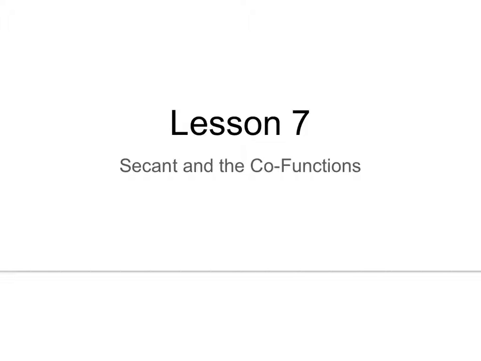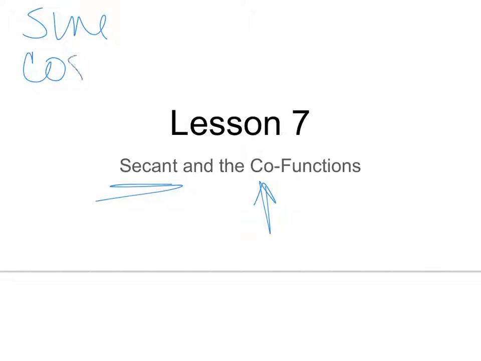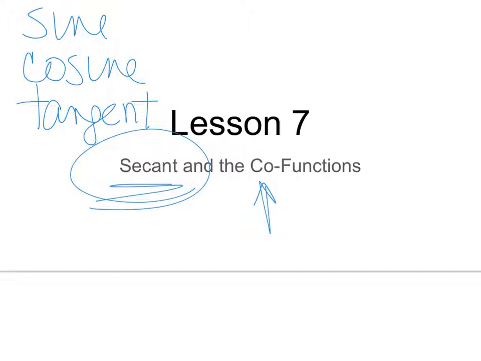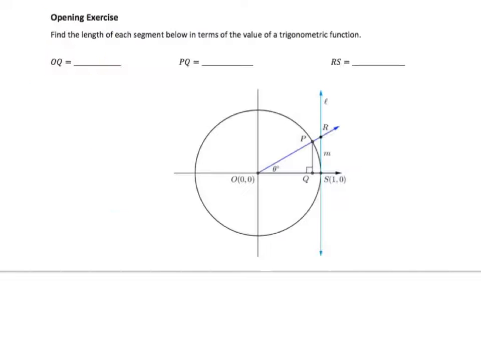Okay, lesson 7, algebra 2. We're now talking about secant and what's called the cofunctions. So far we've learned about sine, cosine, and tangent. Now we're going to move into secant and cosecant and cotangent. Very exciting. First of all, let's just look at our opening exercise.